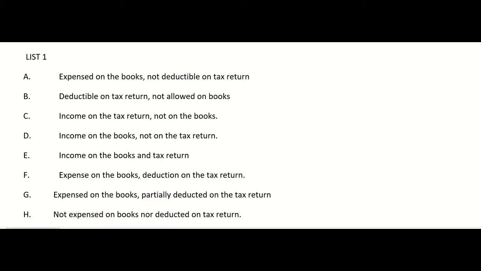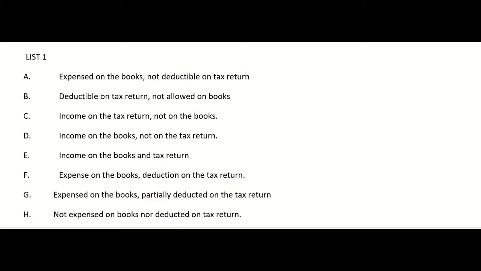So it's because of these two sets of rules. Financial statements has one rule for when you can expense something, and the tax return has a totally different idea of when a deduction is allowed. And we also bump into this with income. Look at letter C and D. When is it income on the tax return, but not income on the books?